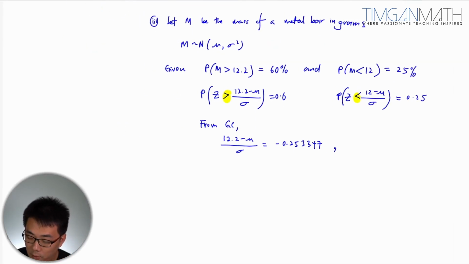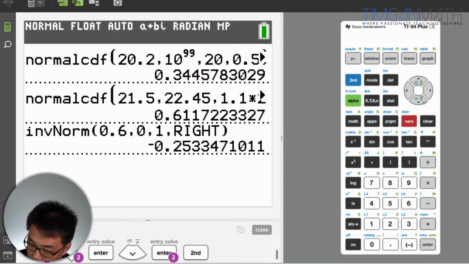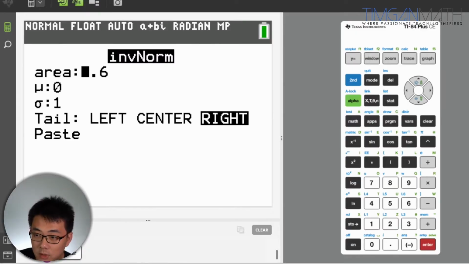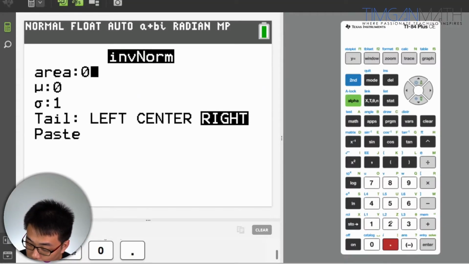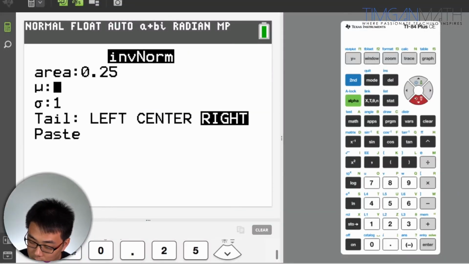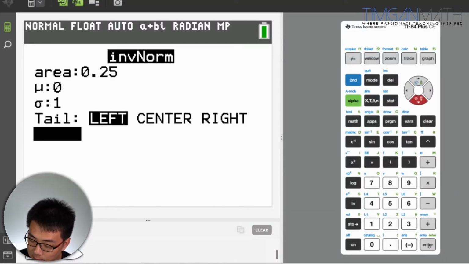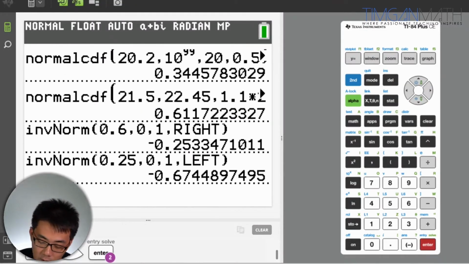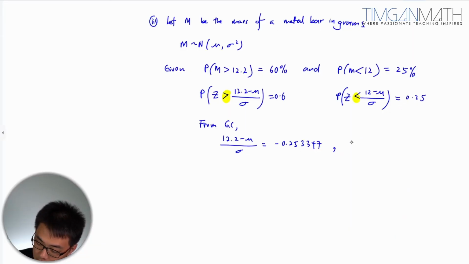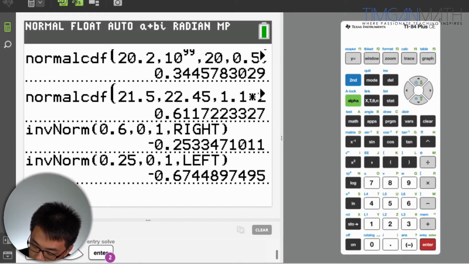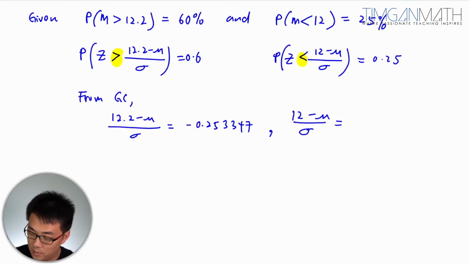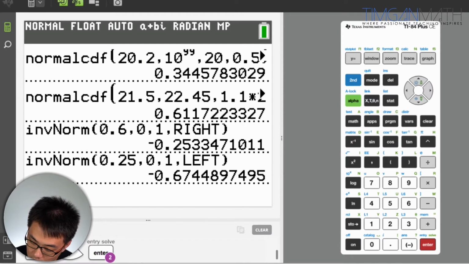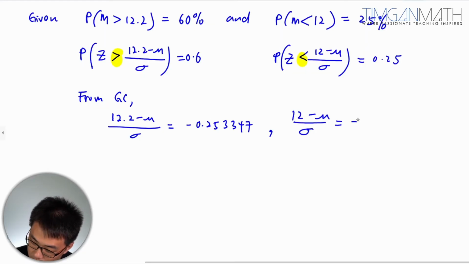Then for the other side, 25%. Inverse norm here, 0.25, pointing to the left. So just make sure that your tail is the left tail. This gives negative 0.674489. So (12 minus mu) over sigma equals negative 0.674489.